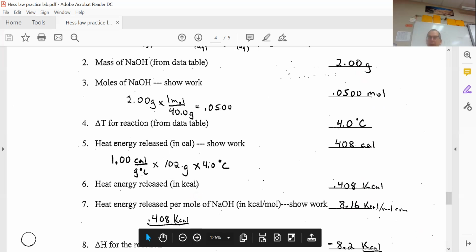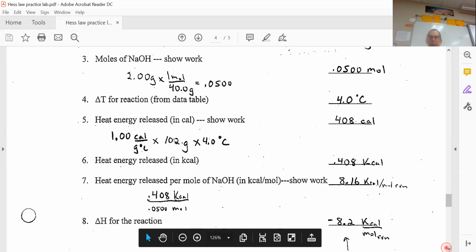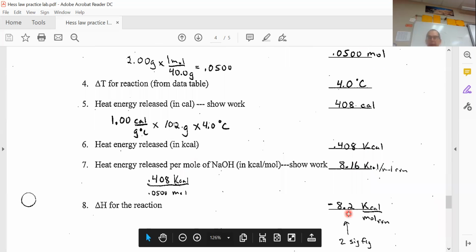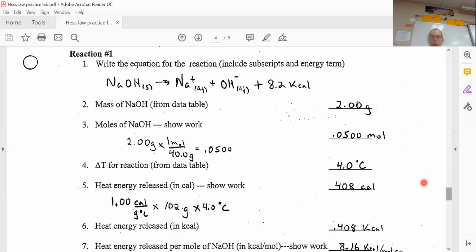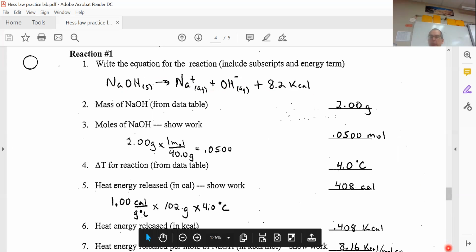Whenever I use a delta H for an exothermic reaction, the sign becomes negative. So I put that sign here, and I did dip back to 2 figures because I was limited by the 2 figures in my temperature change. So that's why I dropped back at the end in that calculation. I could also write this and say 1 mole of NaOH breaks up into 1 mole of Na+ and 1 mole of OH− and releases 8.2 kcals.